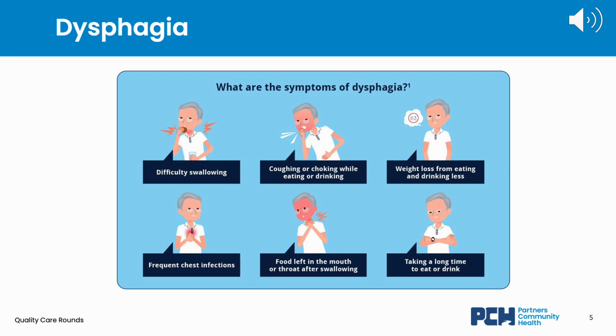Weight loss is another indicator that the resident may be eating less, potentially due to dysphagia, so capturing those monthly weights are very important. Maybe the resident is having frequent lung infections, or you notice food pocketing in the mouth after swallowing that eventually drools out, or the resident may be taking an excessively long time to finish their meals. All of these factors may indicate dysphagia, and staff should be mindful of them when doing their daily assessments.